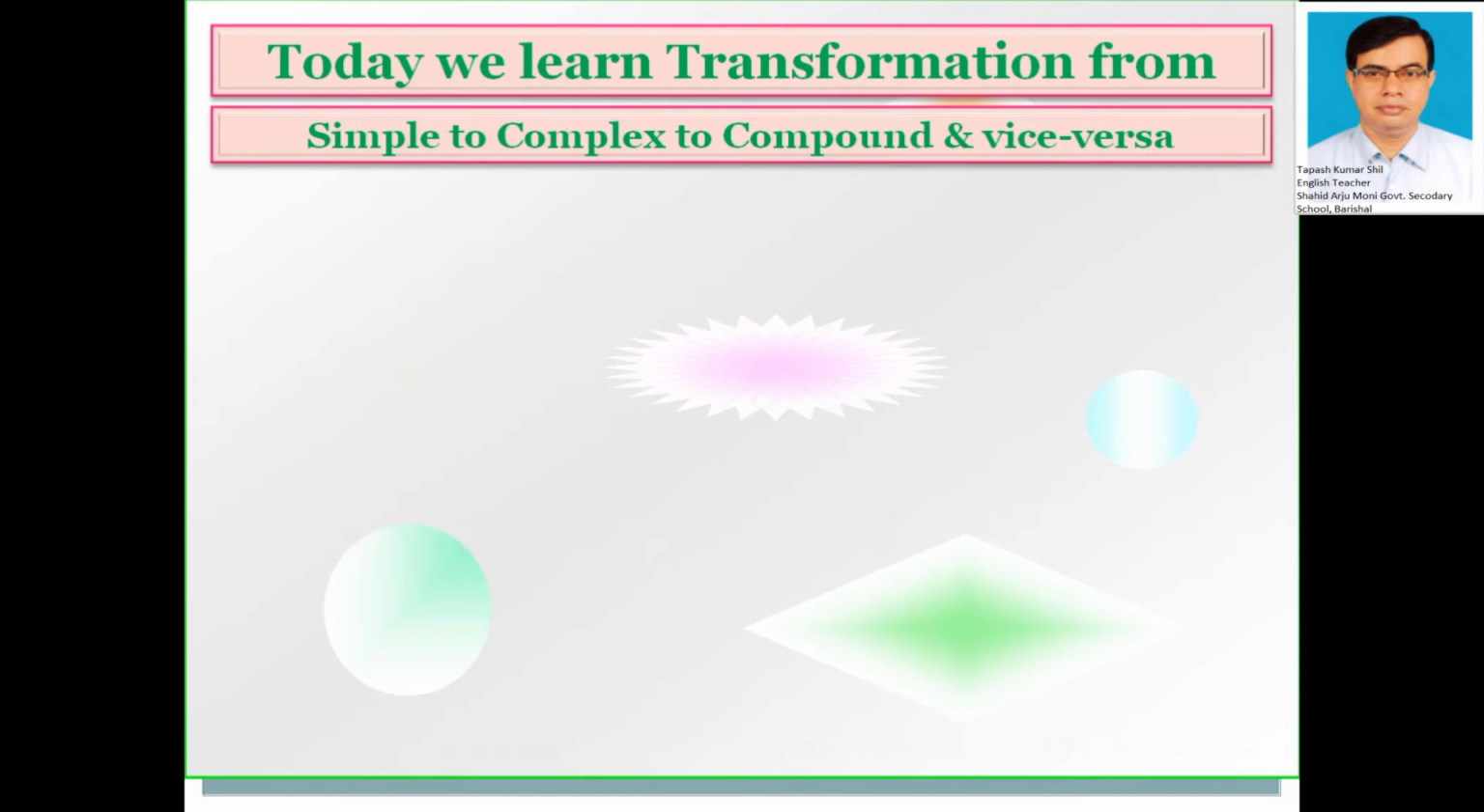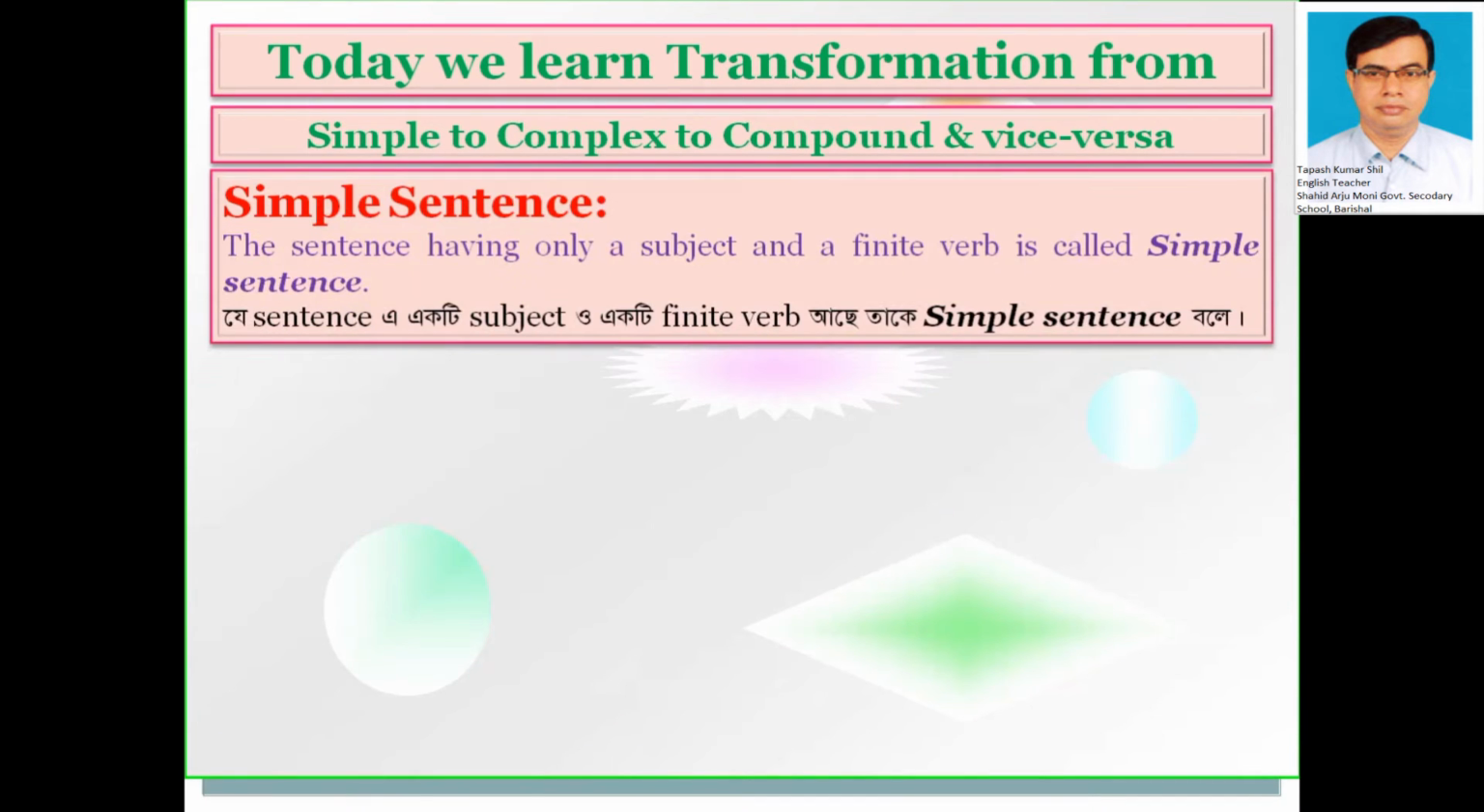Today we learn transformation from simple to complex to compound and vice versa. Simple sentence: the sentence having only a subject and a finite verb is called a simple sentence.